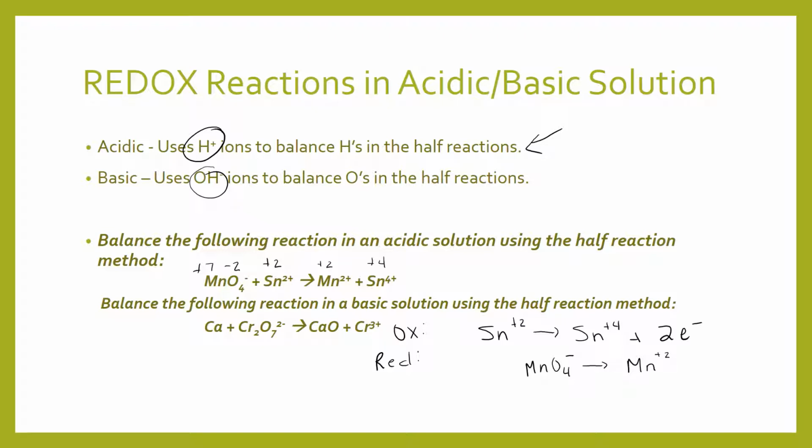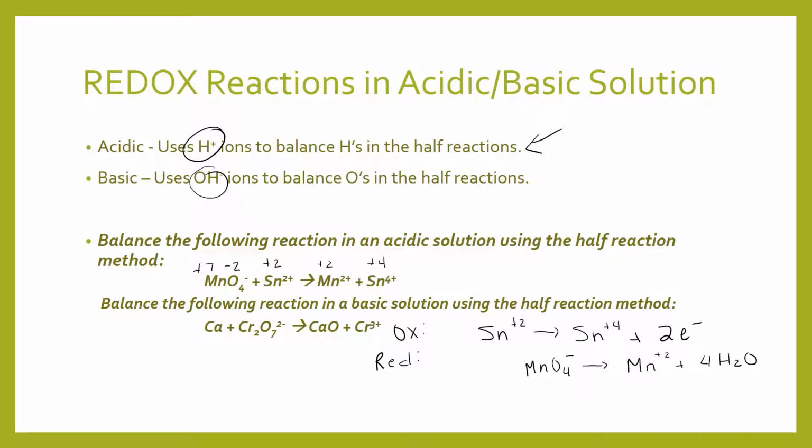My manganese ions are good. They're 1 and 1 on either side. My oxygens are the problem. I have 4 on the left and therefore need 4 on the right. So let's go ahead and add 4 waters. This balances my oxygen problem.